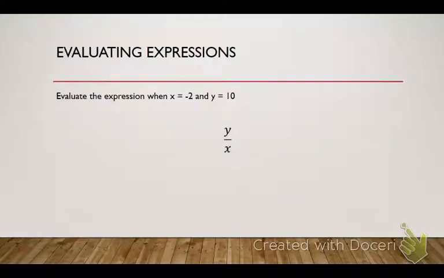All right, so in the first example, I'm evaluating the expression y divided by x when y equals 10 and x equals negative 2. So on your boards, go ahead and make your substitution and come up with your answer. Make our substitutions, and we have 10 divided by negative 2, and when we make that division, we get negative 5.